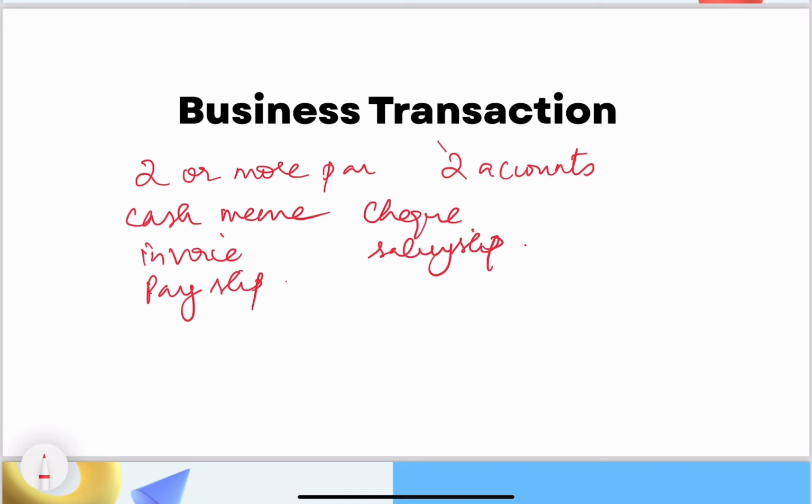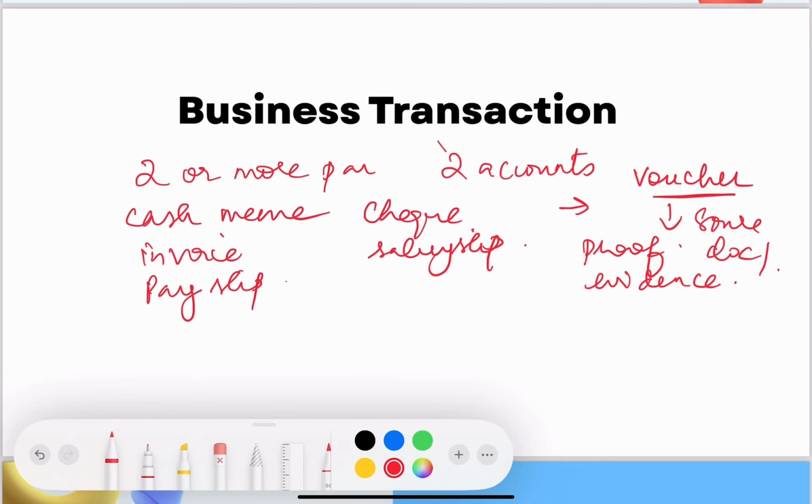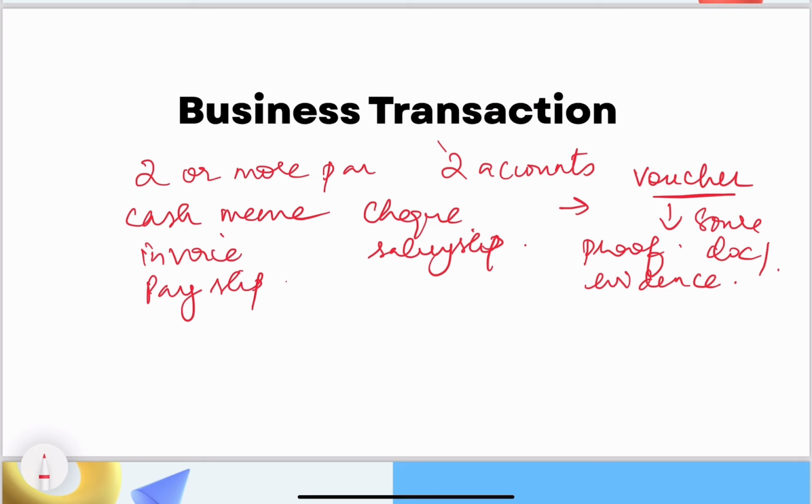Also, in a previous class, we spoke about vouchers. What is a voucher? It gives you the proof that a transaction has been made, like evidence, so it is also called a source document. What are the different types of vouchers? Vouchers include cash vouchers, debit vouchers, credit vouchers, journal vouchers, etc.